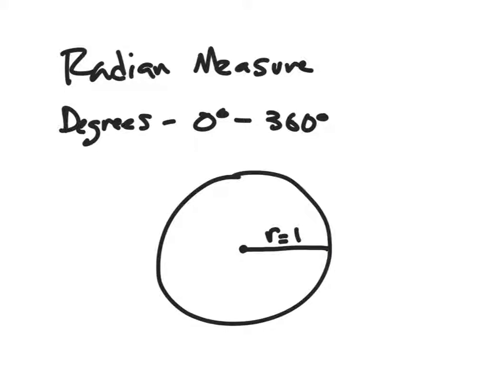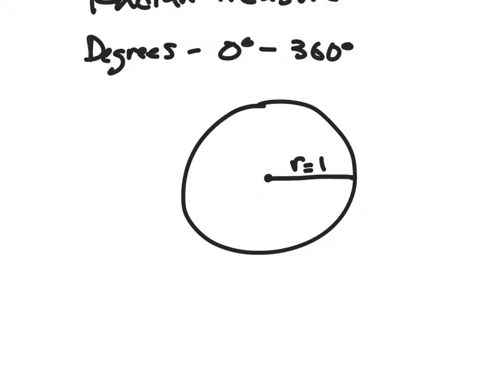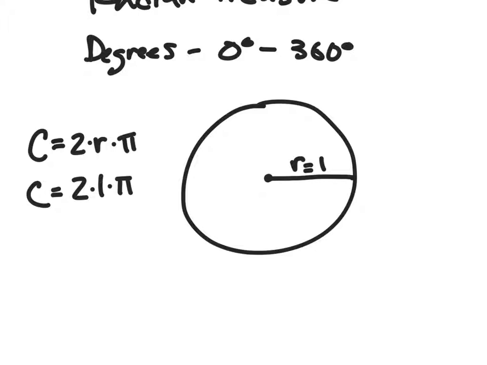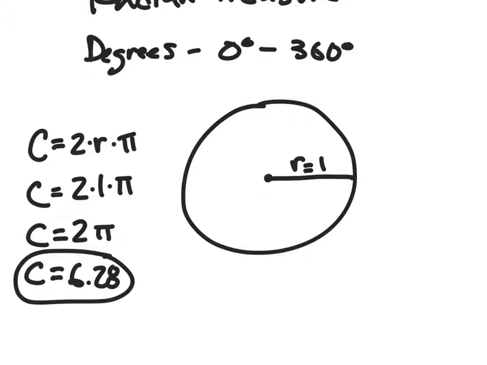Let's find the circumference of the circle using 2 times your radius times pi. If your radius is 1, then your circumference is going to be a length of 2 times pi, which is approximately 6.28. 3.14 times 2.